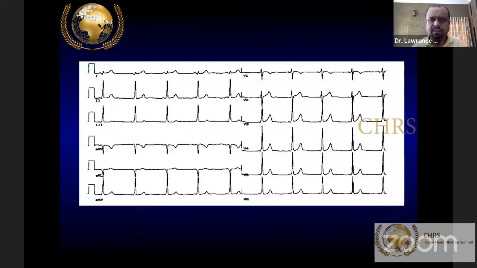The second ECG, this is sinus rhythm. There is something which I think most of you would have observed. You can see a very short PR interval. Particularly, you can see it in your inferior leads here. There is a short PR interval followed by a delta wave. This is typical of a WPW syndrome.